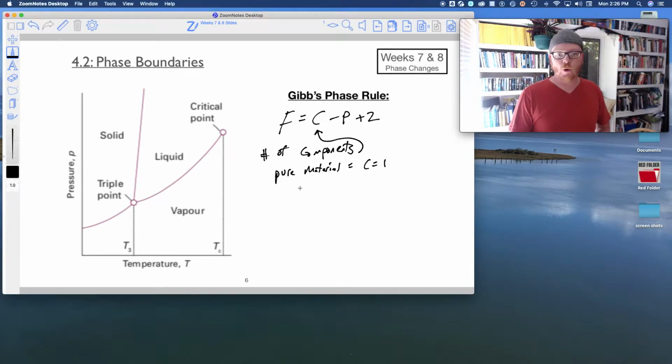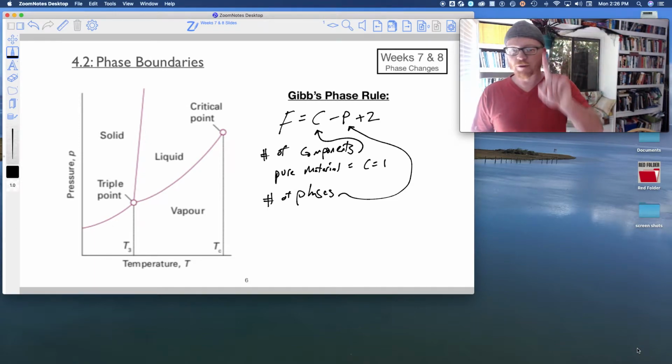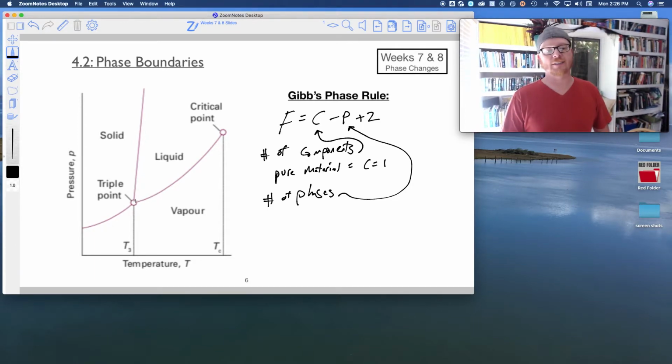Okay, so P is the number of phases. That's pretty descriptive, right? If it's a liquid, that's one phase. But for example, at the triple point, there are 3 phases. Or if you're on one of these phase boundaries, let's say somewhere right there, that's technically 2 phases. You're in a situation where the vapor and the liquid are in equilibrium with each other.